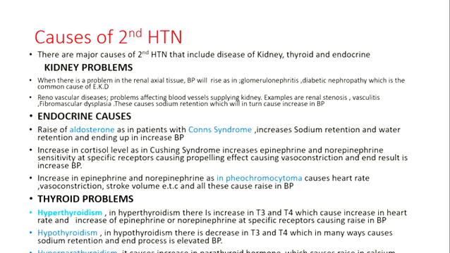So what you need to remember is a patient who has Conn syndrome will have an increase in aldosterone. A patient who has increased levels of aldosterone will have increased sodium retention and water retention, and the end result of this is increase in blood pressure. Remember cortisol in Cushing syndrome: the patient has increased sensitivity to epinephrine and norepinephrine at specific receptors, which causes a propelling effect causing vasoconstriction, and the end result is increase in blood pressure. Another one is increase in epinephrine and norepinephrine in pheochromocytoma, which causes increase in heart rate, vasoconstriction, stroke volume, all those, and the end result is increase in blood pressure.